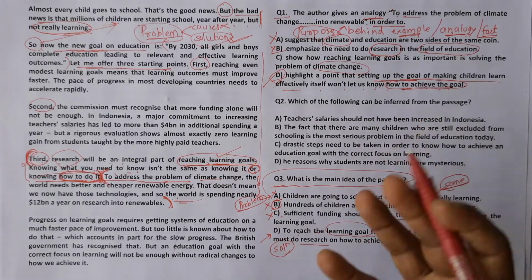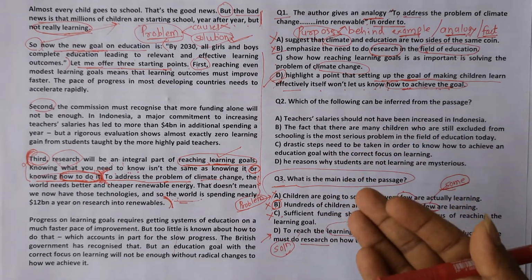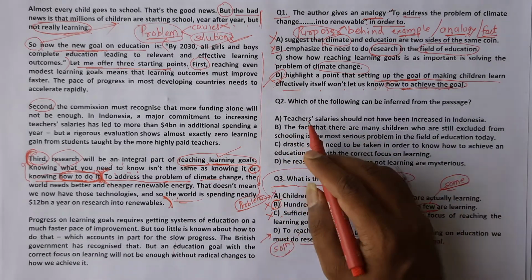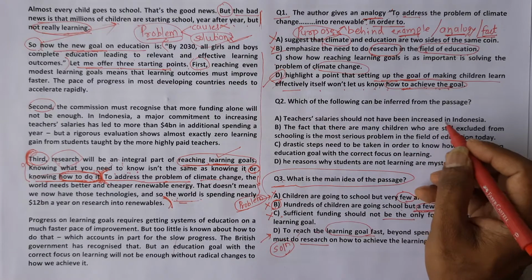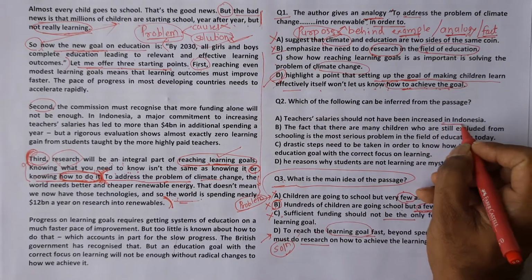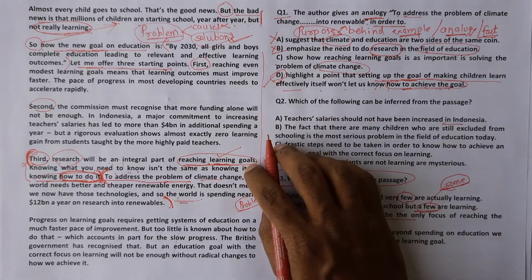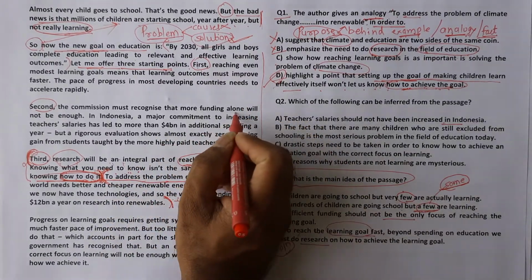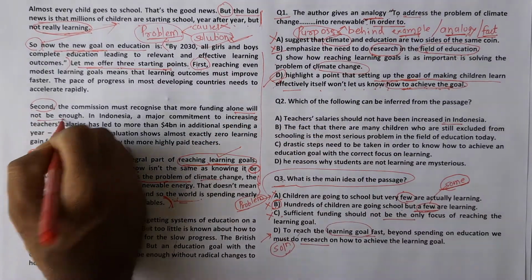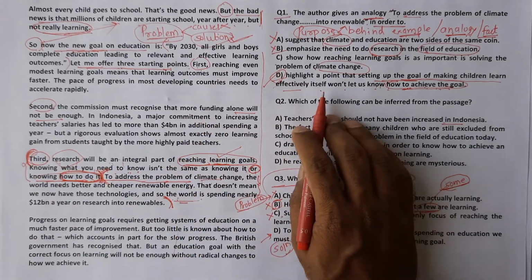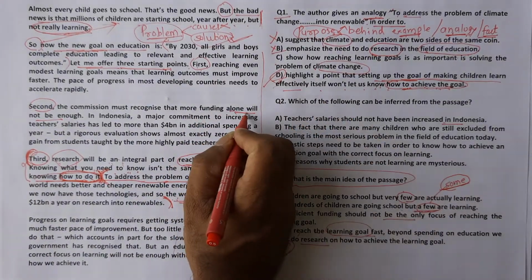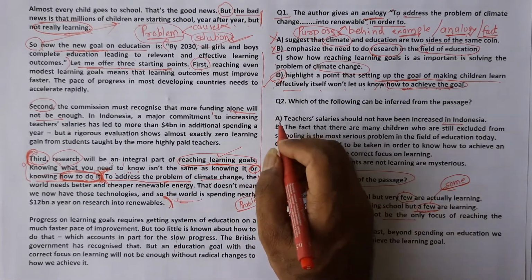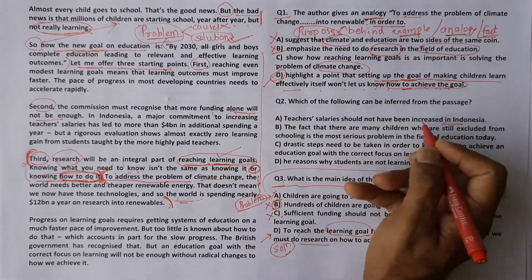Now if you know the main idea, such questions become easy. Now let us look at option A. Teachers' salaries should not have been increased in Indonesia. Now, why will the author say that salaries should not be increased? The author says that funding alone is not enough, which means he does not say that funding is not necessary. So you require funding, but that alone may not be enough. So author will not say this, that salaries should not have been increased.